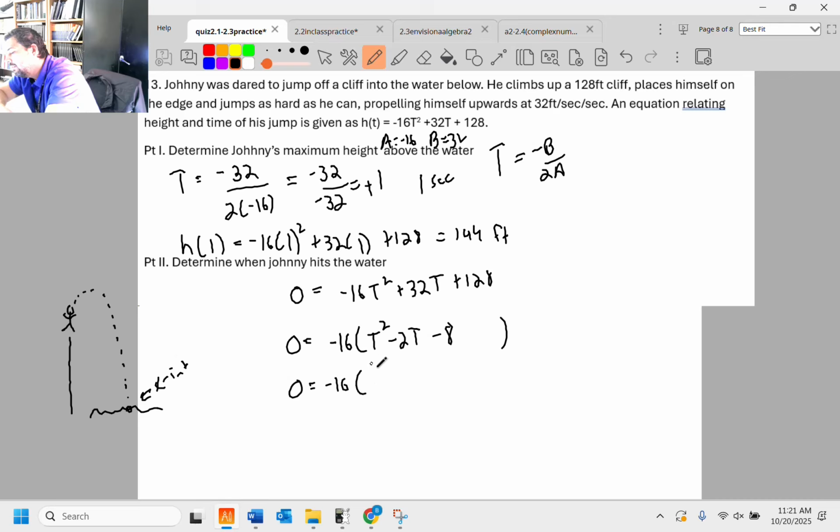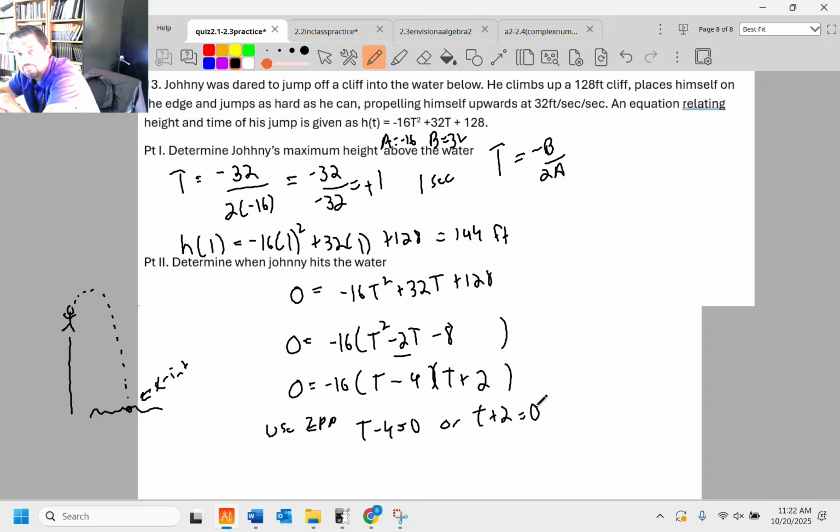Hopefully you're good at factoring by now. It takes a t and a t to create a t squared. Factors of 8 are 4 and 2. Remember, you need to add the negative 2. So negative 4 plus 2. Now we're going to use the zero product property. T minus 4 is a 0 or an x-intercept, or t plus 2 is a 0. Now this one says the time is 4 seconds. This one says the time is negative 2 seconds.